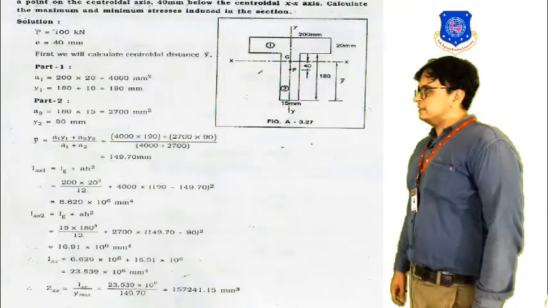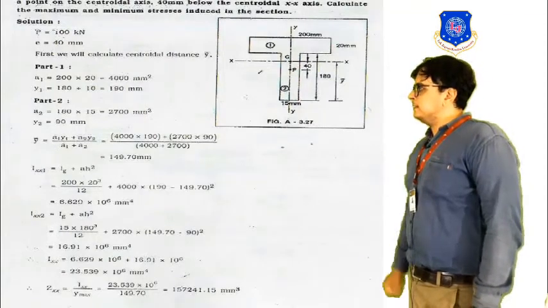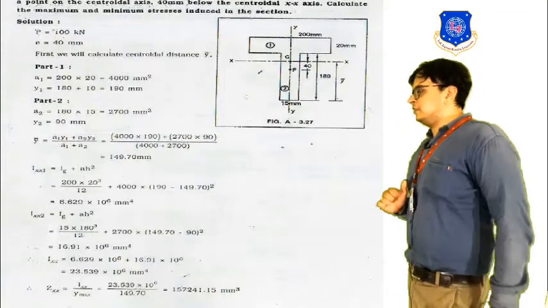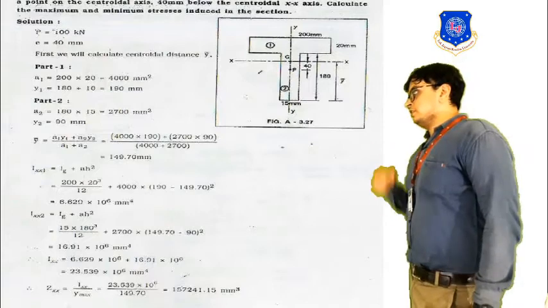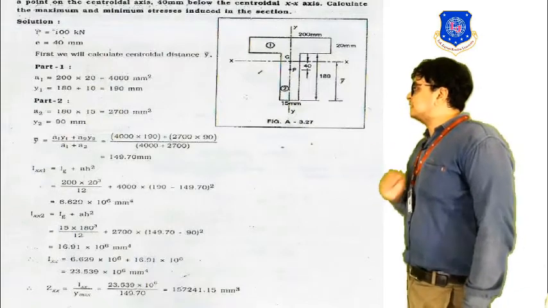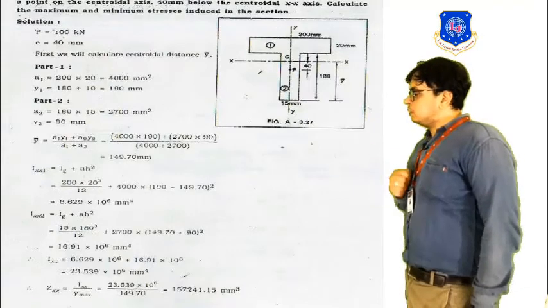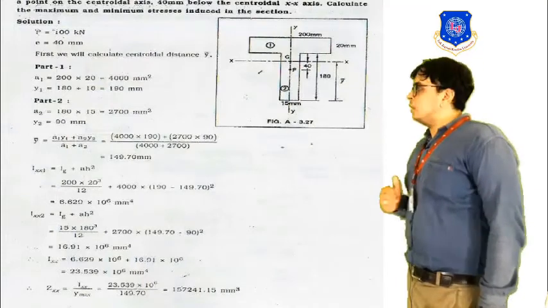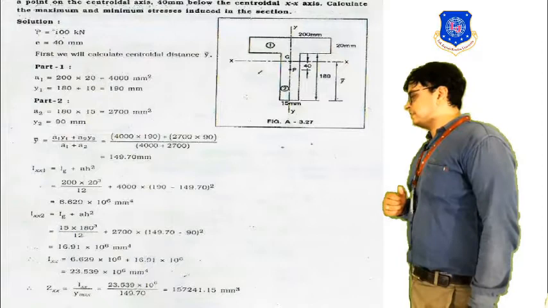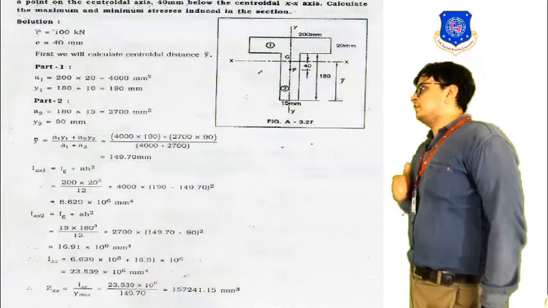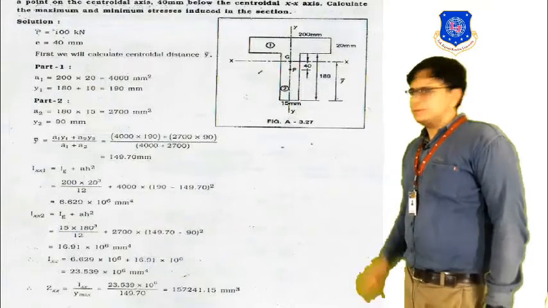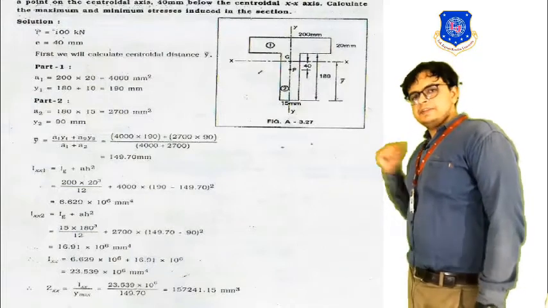We have discussed this example in the previous session. It is nothing but an example of direct and bending stress on which an eccentric load is acting. The load of 100 kilonewton is acting onto it. The eccentricity of 40 mm is there, and we have to solve this sum. So we have already started it in the previous session.